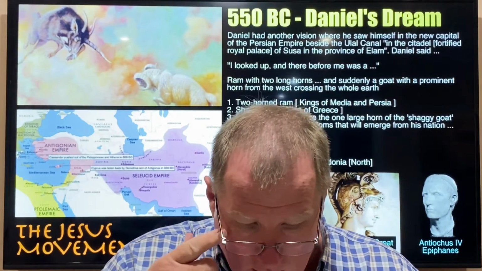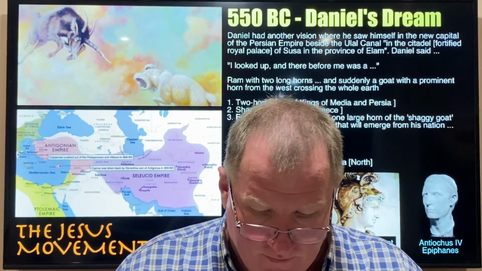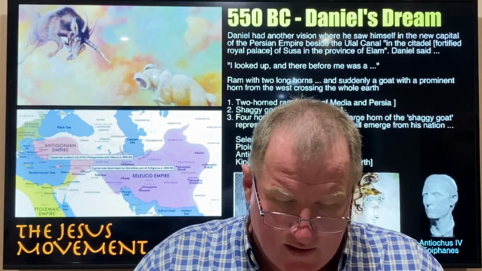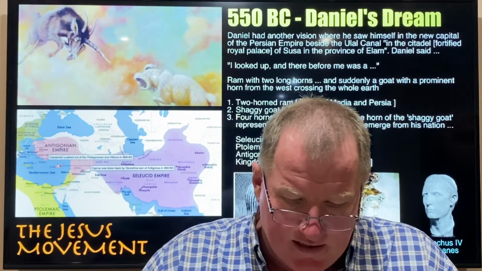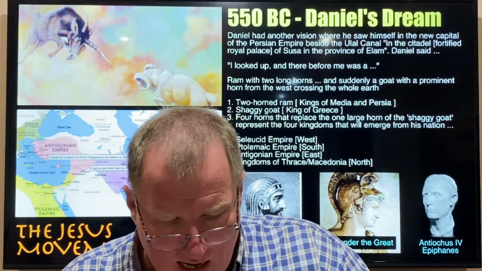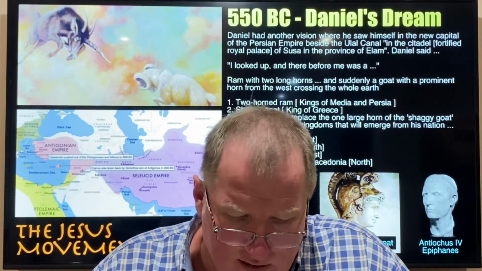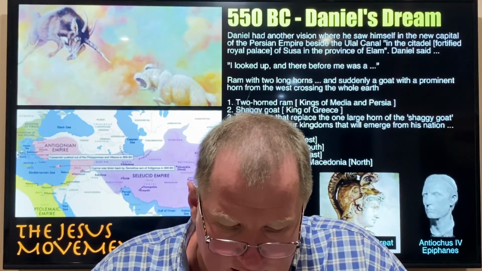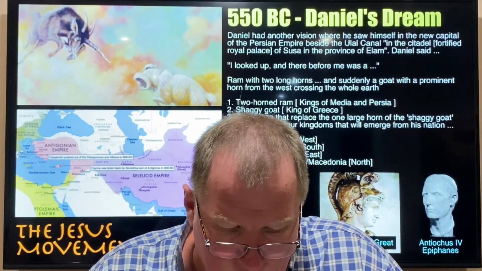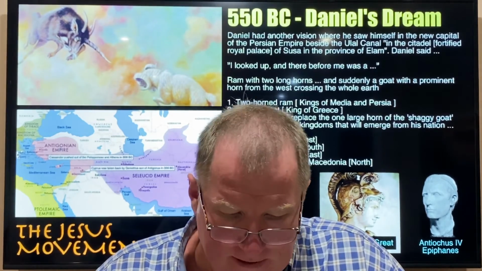So the second component of Daniel's vision, the shaggy goat, represents the future Hellenistic or Greek Empire. It has its large horn broken off. This large horn is Alexander the Great, and its brokenness is his young death. He will be replaced by four new weaker kingdoms and kings who will all persecute God's people.